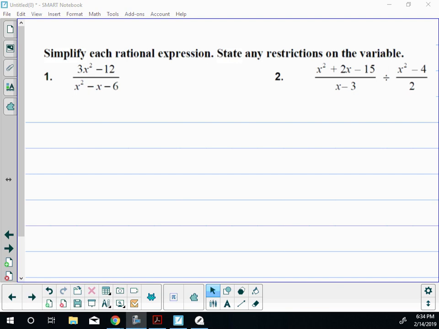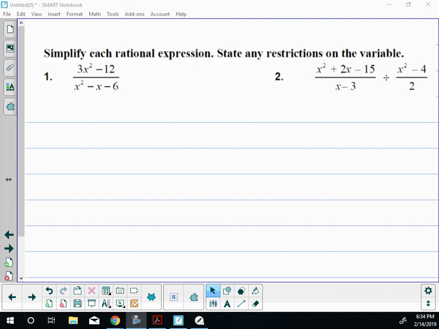Okay, going through solutions to the test problems. First problem. We are supposed to simplify the fraction. So the first thing you want to do is factor everything as much as possible.